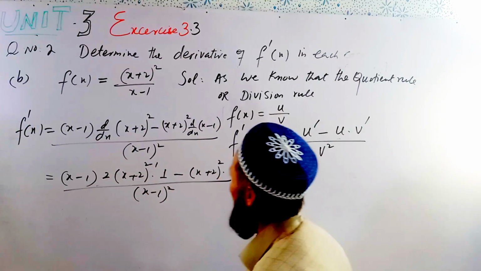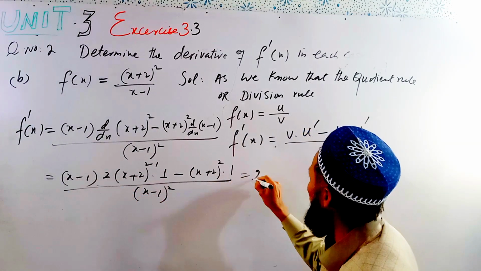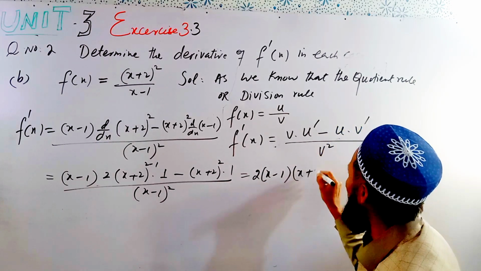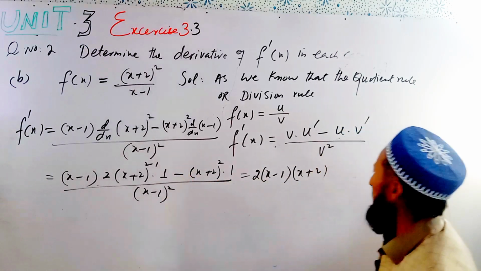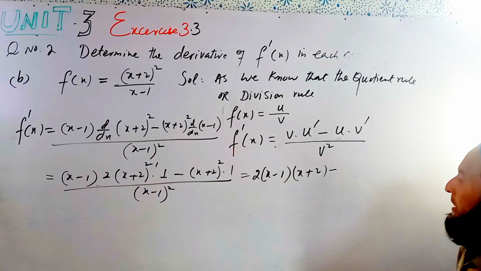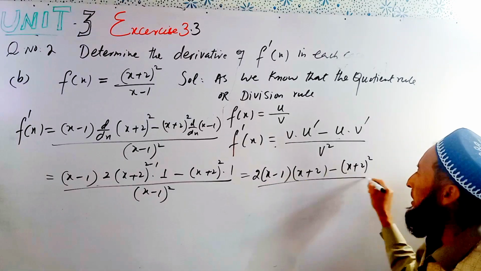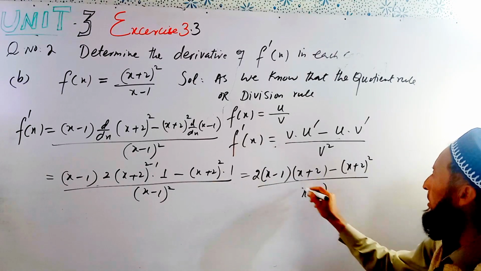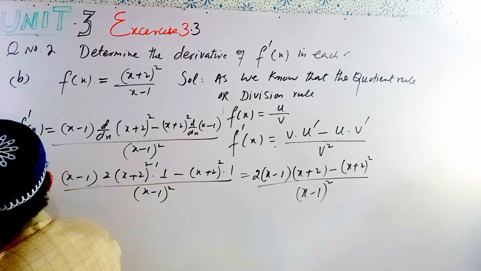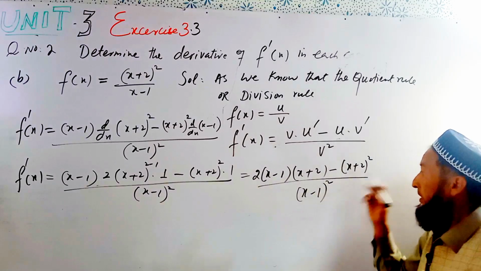Now we simplify this further. So 2 times (x minus 1) into (x plus 2), minus (x plus 2) whole square, divided by (x minus 1) whole square. This is the first derivative. We can also simplify further if needed.